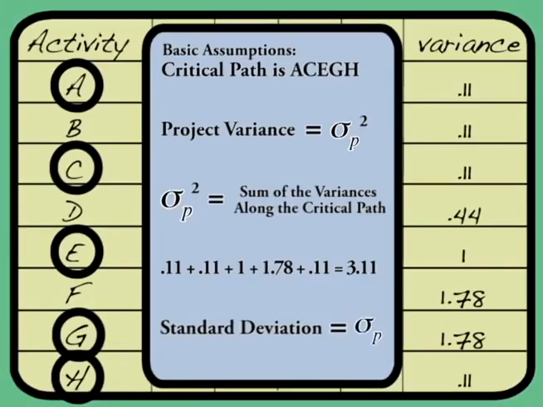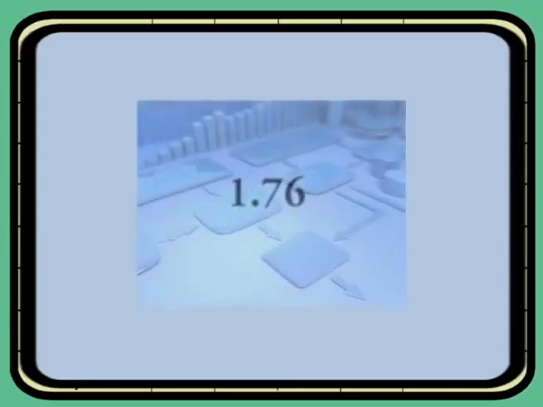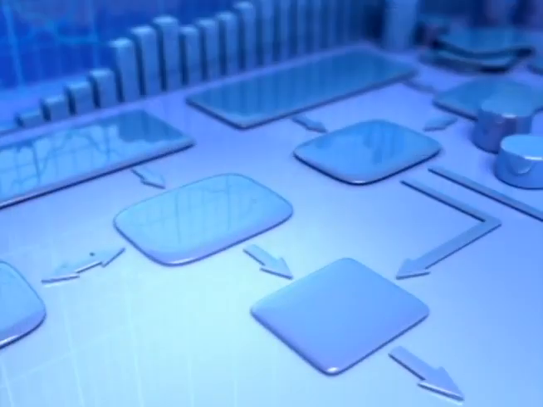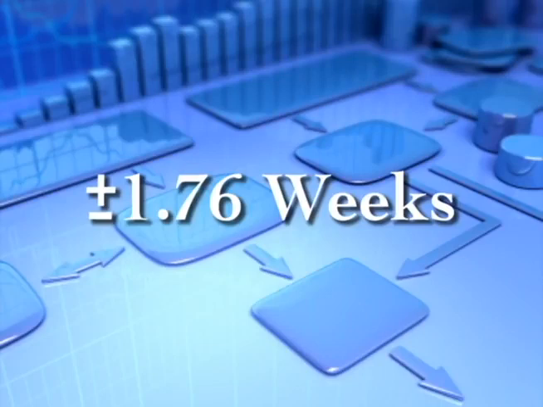So in order to get the standard deviation, we're going to take the square root of the project variance, and that is going to be 1.76. Okay, so 1.76, Dr. Z, what does that mean? Well, what that means is that the duration of our project is going to be plus or minus 1.76 weeks. Now that's a piece of valuable information, isn't it?